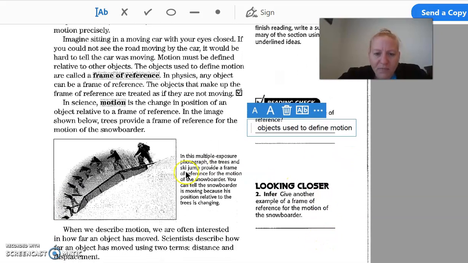In this multiple exposure photograph, the trees and ski jump provide a frame of reference for the motion of the snowboarder. You can tell the snowboarder is moving because the position relative to the trees is changing. In science, motion is the change in position of an object relative to a frame of reference. In the image shown below, trees provide a frame of reference for the motion of the snowboarder.